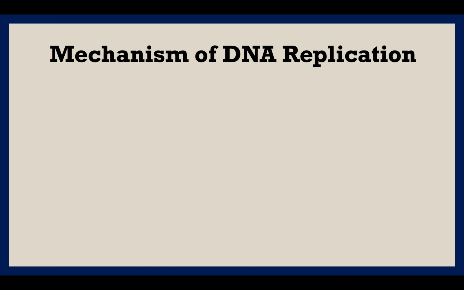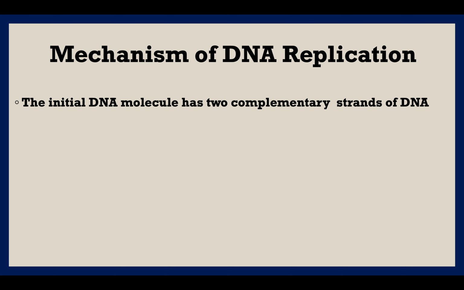Now, the mechanism of DNA replication. The initial DNA molecule has two complementary strands of DNA. Again, complementary because they match with each other, right? We know that A pairs with T and we know that C pairs with G. They're complementary because if one strand has A, T, C, for example, the other one is going to have T, A, G. They complement each other.